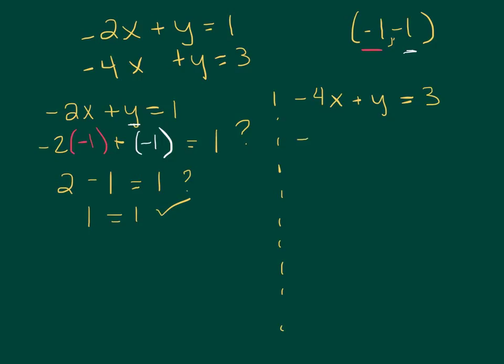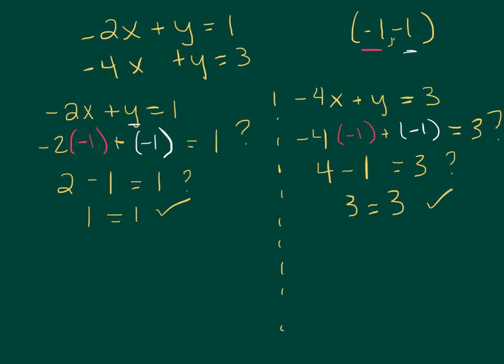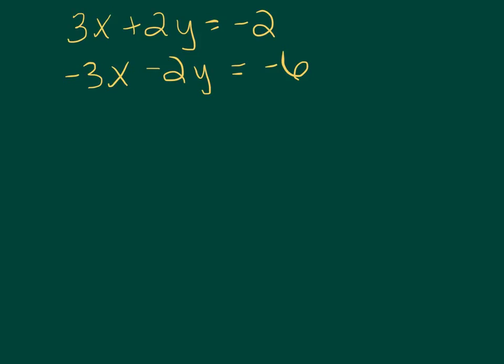So -4, plug in our x value times -1, right? Plus our y value, which is a -1, equals 3. And so we go ahead and solve this. -4 times -1 is a +4. Plus a minus is -1 equals 3. 4 minus, we're seeing if this is true, right? 4 minus 1 is 3. 3 equals 3. Is that true? Boom, that's true. Good. So that is the solution to our system of equations. Let's go ahead and look at another example.